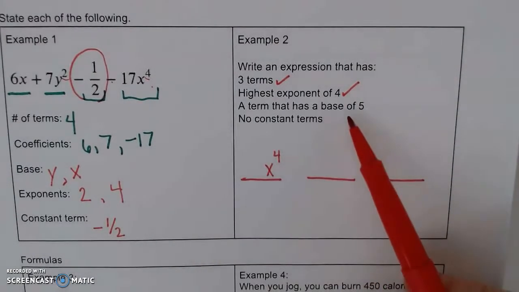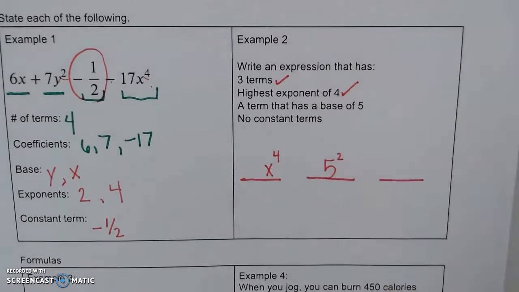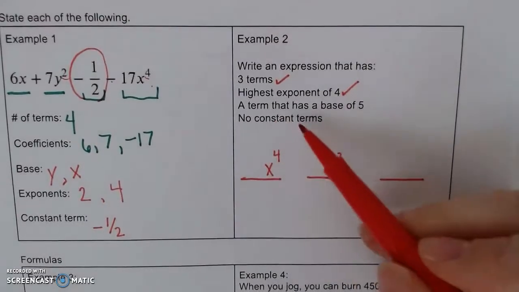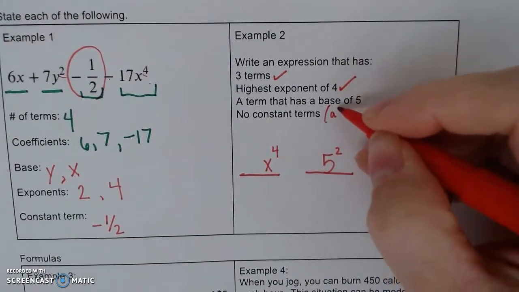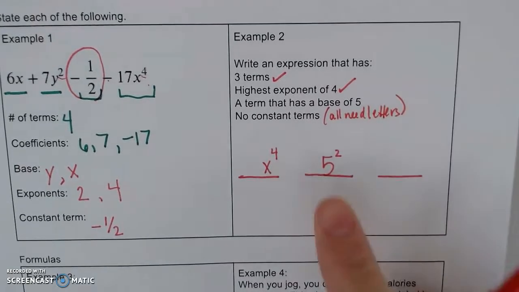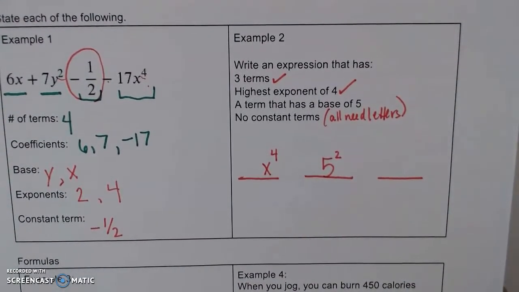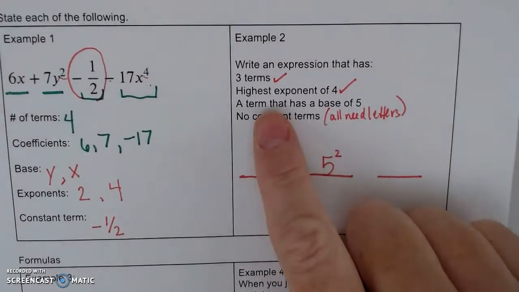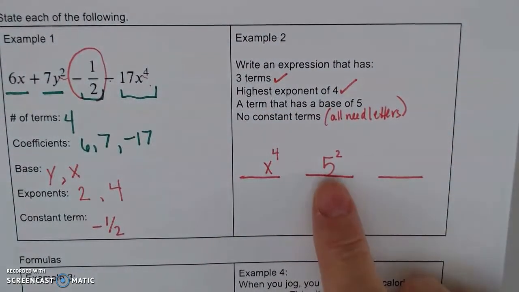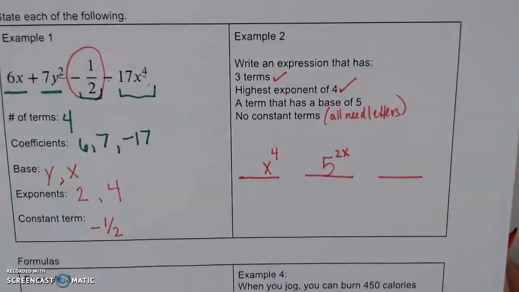A term that has a base of 5, well, I can make this like 5, and as long as I have it smaller, and then no constant terms. So that means they all need letters. So I'm going to go back. If I have a term that has a base of 5. So since I have 5 squared, I still have my base, but I can't just leave it as a 2, so I'm just going to put a letter there.